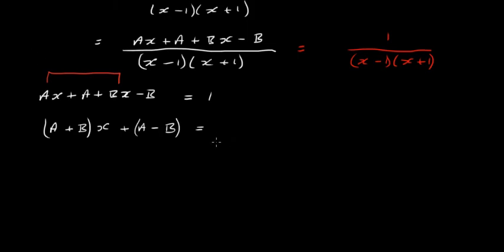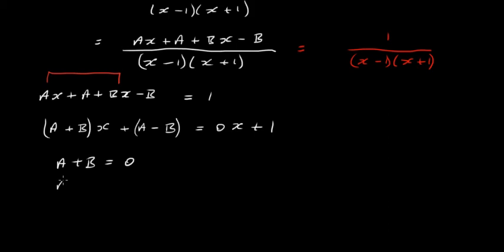I'm going to change that 1 to look like this: 0x plus 1. 0 times x is just 0, so I haven't changed anything here. I still have just the 1 on the right hand side. What I can do now is equate the coefficients of x. So a plus b is going to be equal to 0, and this is the numerical part, independent of x.